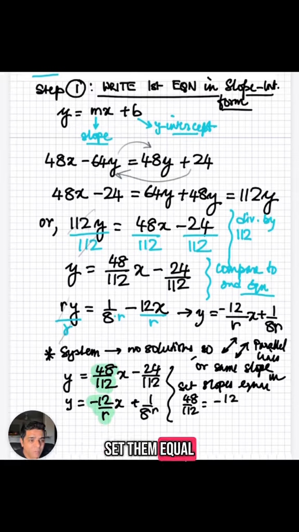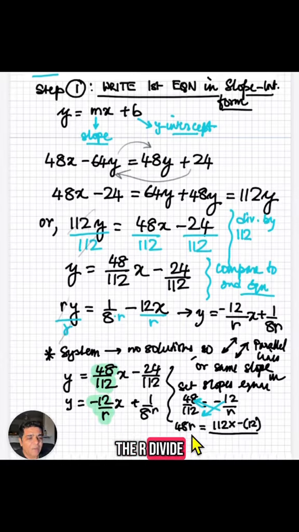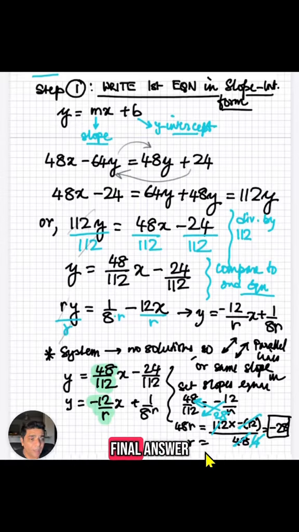So we're going to set them equal to each other and then cross multiply. So 48r equals negative 12 times 112. Now isolate the r, divide by 48 on both sides, and let's simplify this. 4 goes into 48, 4 goes into 128, so the negative 28 is the r value, which is our final answer.